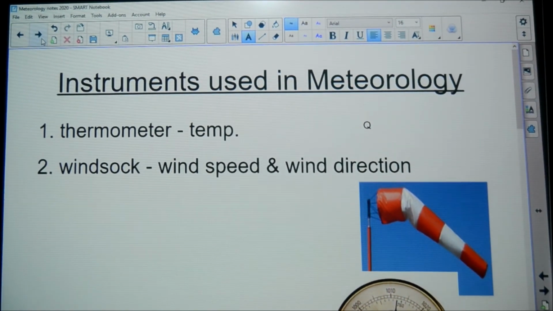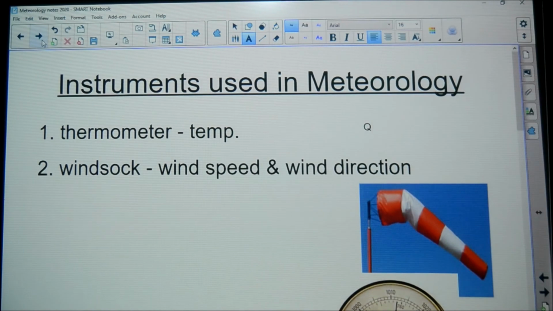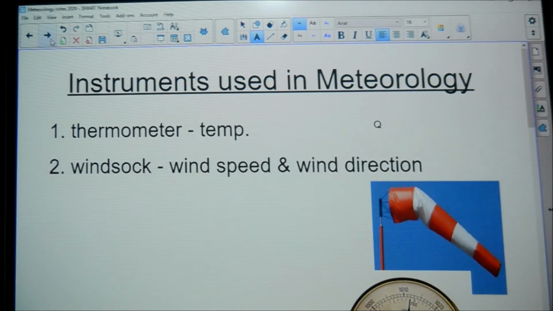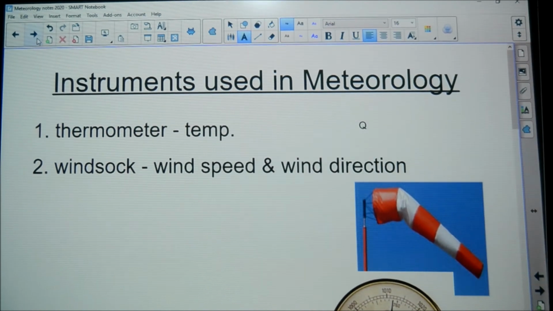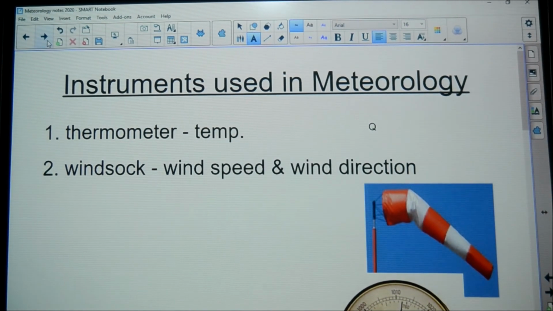What instruments am I using for meteorology? First one, you guys have used the thermometer before. A thermometer is used to measure temperature. A windsock. You might have seen a windsock. University Hospital has a windsock. That's because they have that helipad, so the planes, the helicopters need to know how windy it is and what way the wind is coming from.